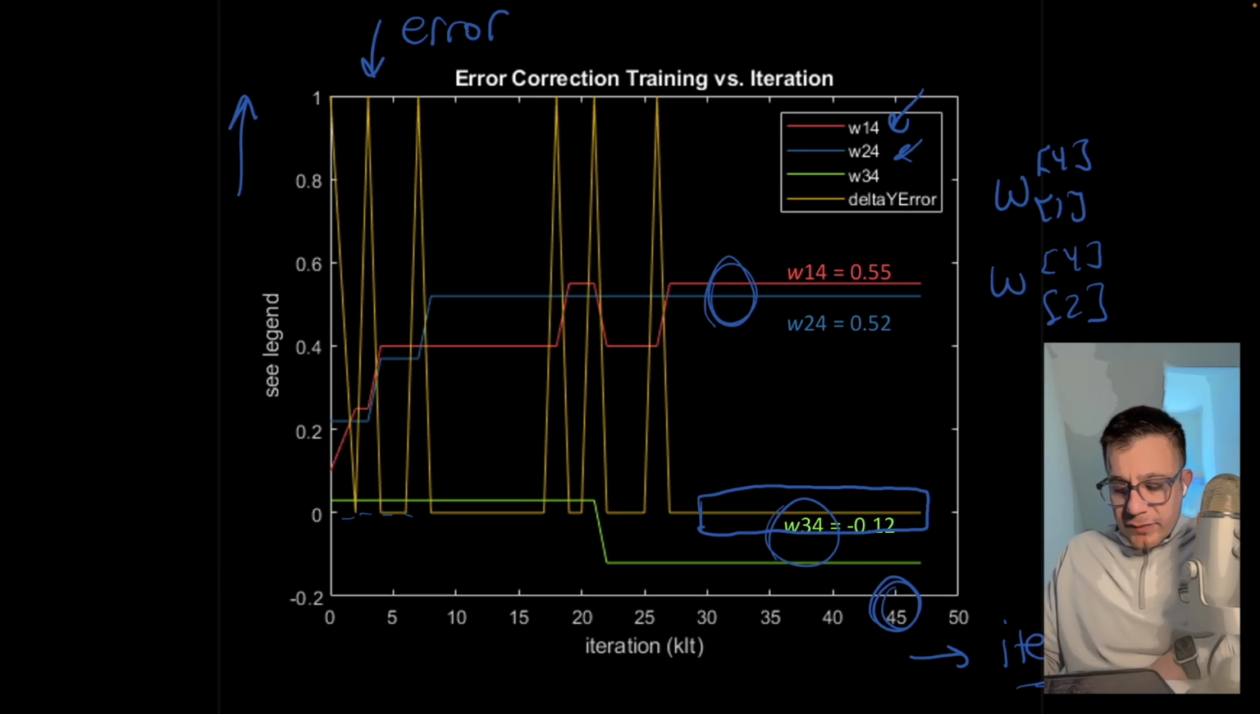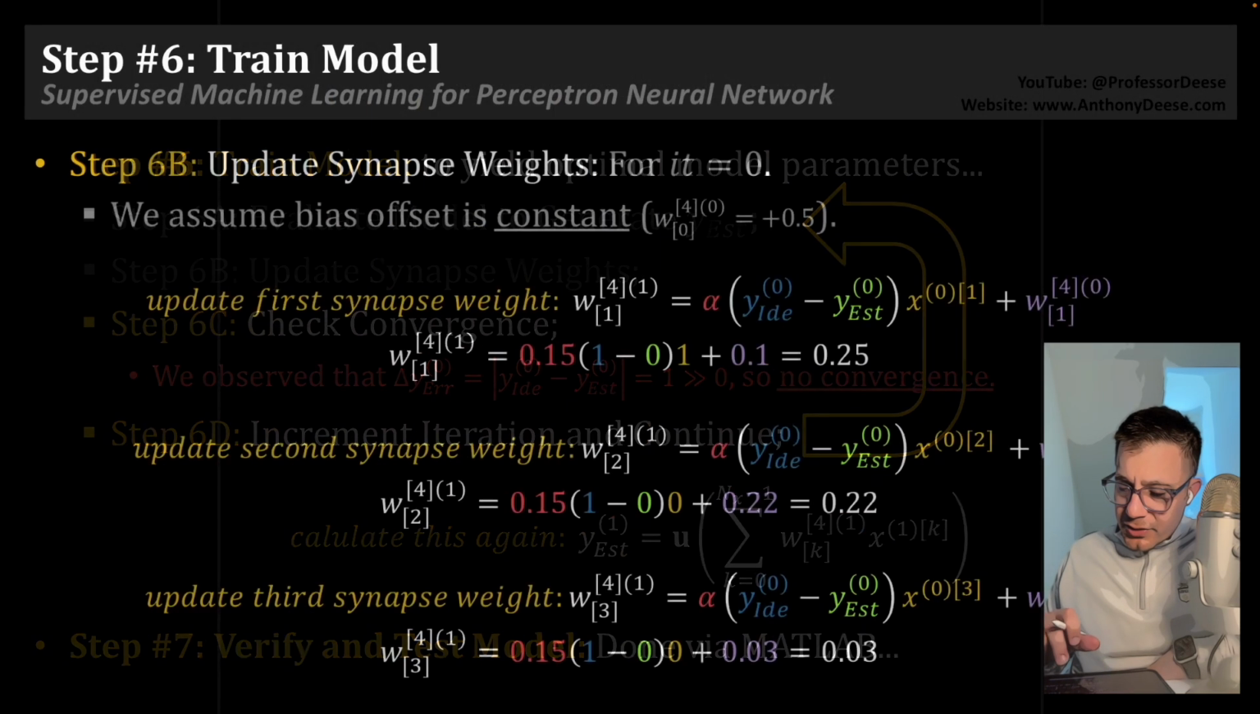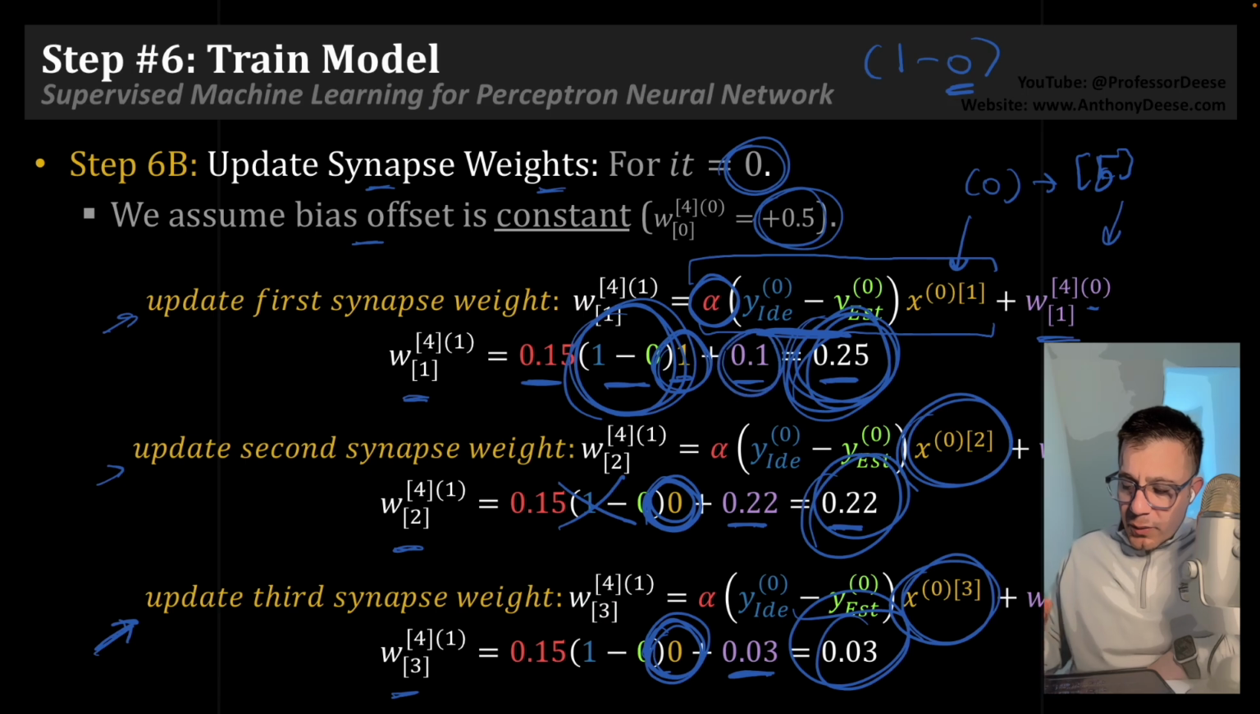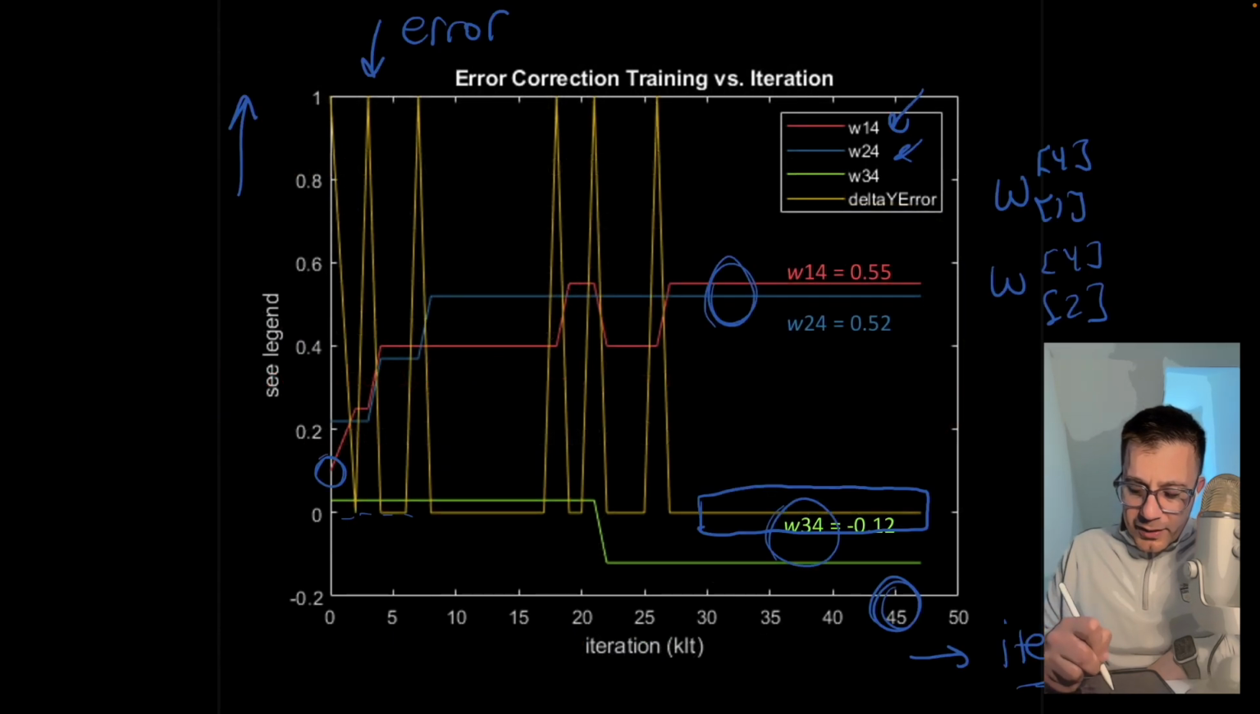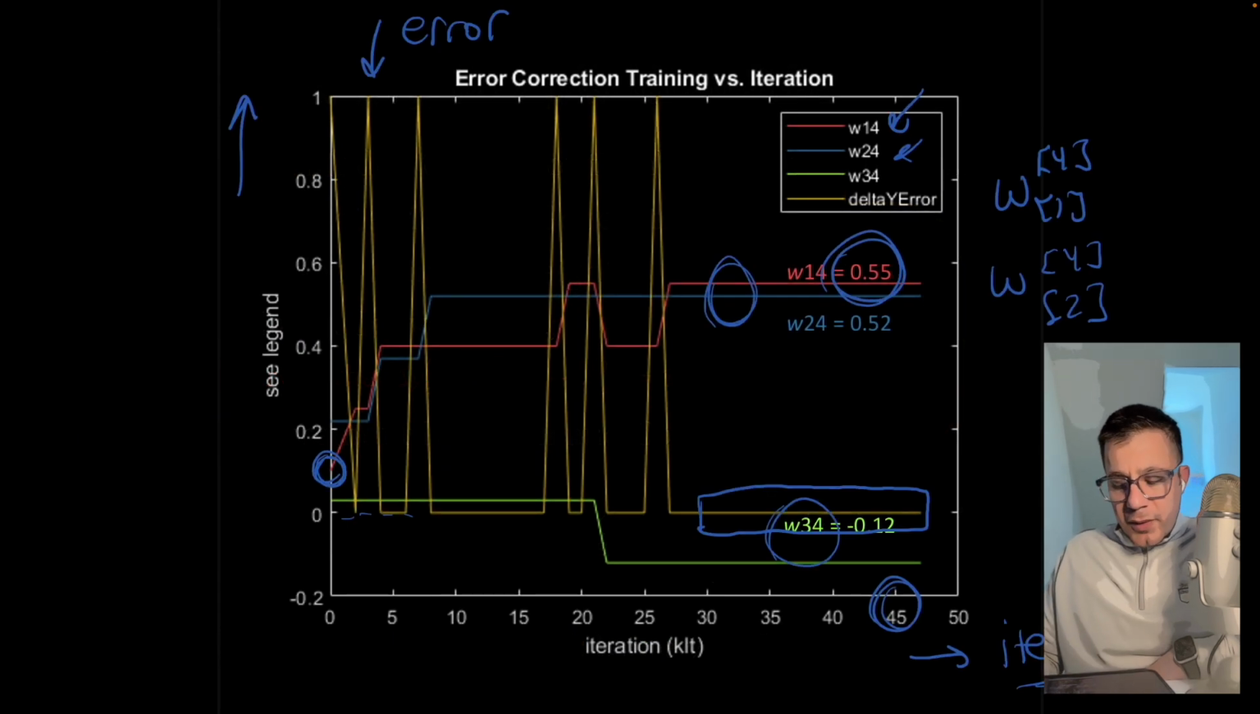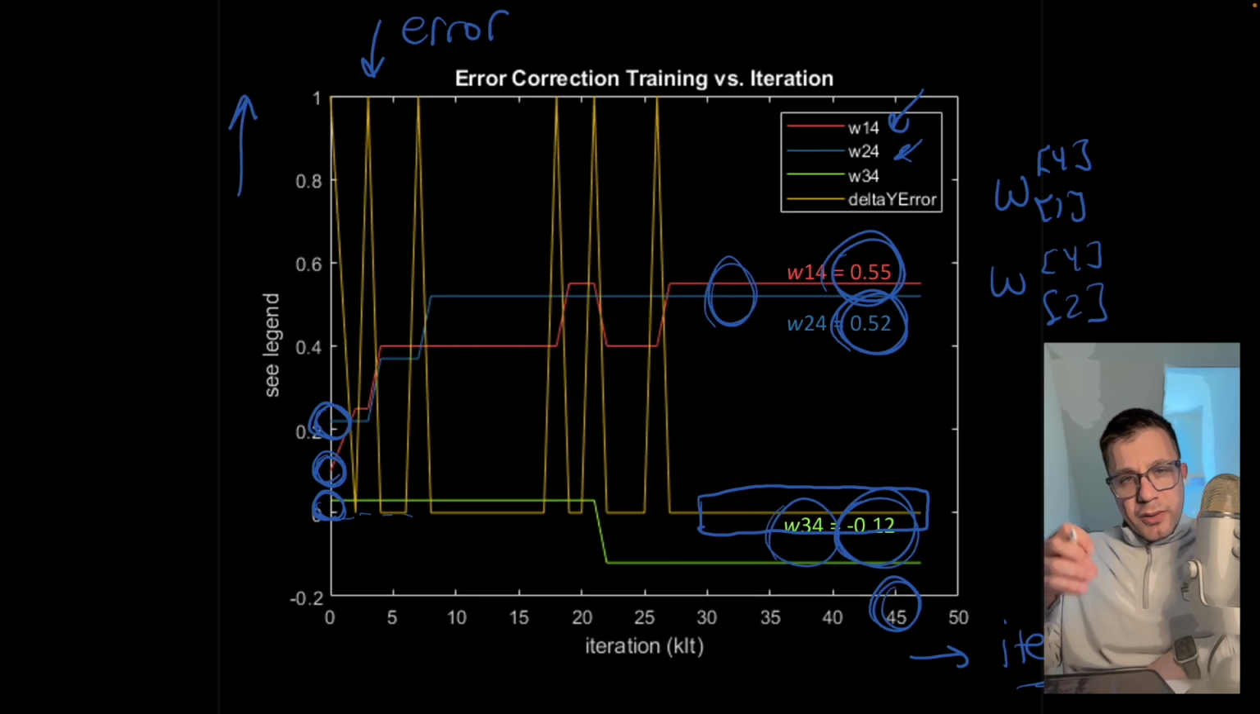We initialize those values. As you can see, the first one was initialized to, we can go back, what did we initialize it to? The first one was initialized to 0.1. So we start here around 0.1, we end up with a value of 0.55. The second one was initialized to 0.22, we end up with a value of 0.52. And the third one was initialized to 0.03, and we end up with a value of negative 0.12. So this demonstrates what the machine learning process looks like for this error correction algorithm when you consider the x-axis, or the independent variable, being the iteration number.